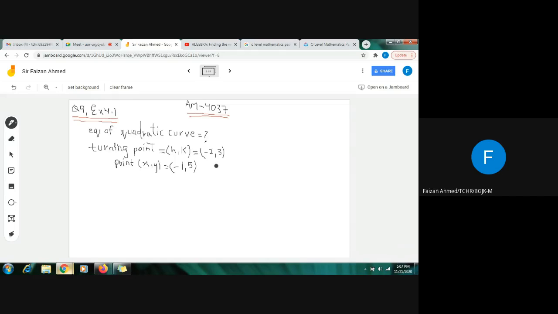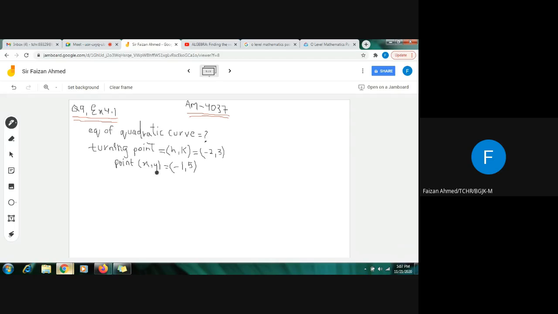The other data is that this curve passes through a point, that is x and y. The value of x is -1 and the value of y is 5. So this is the data given to us in this question, a turning point and a point, and we are asked to find the equation of the quadratic curve.